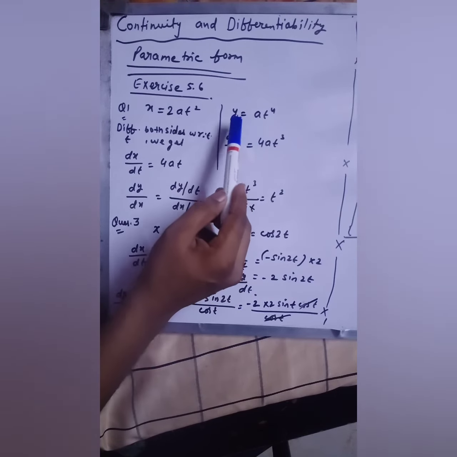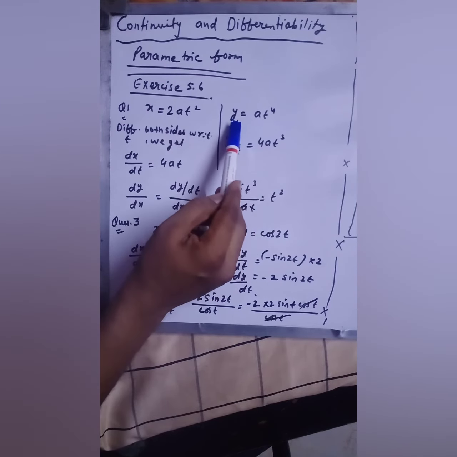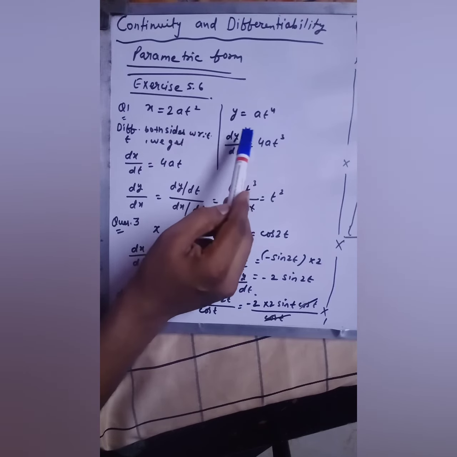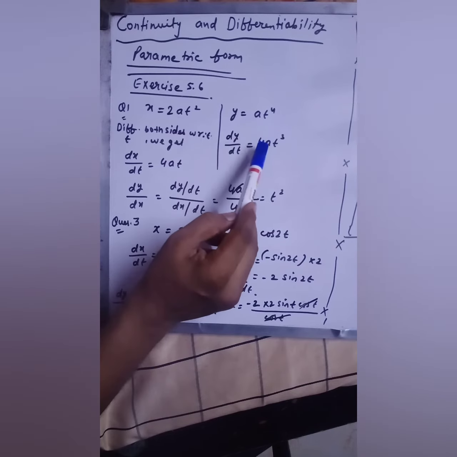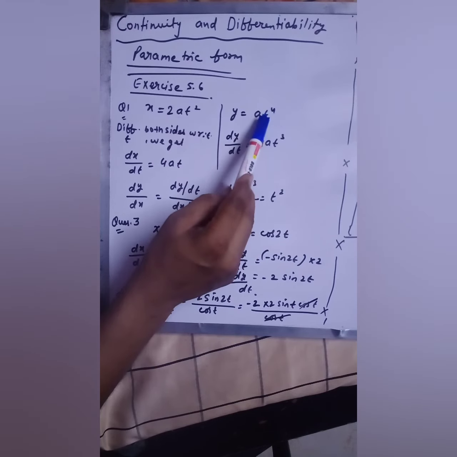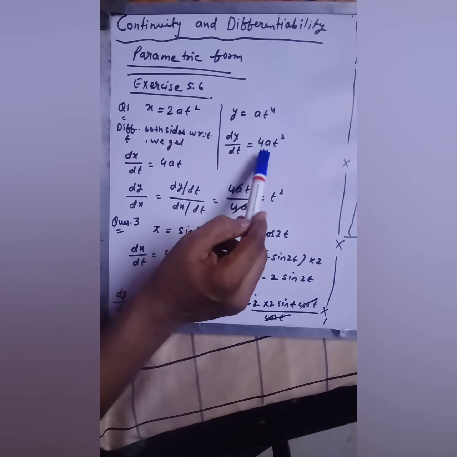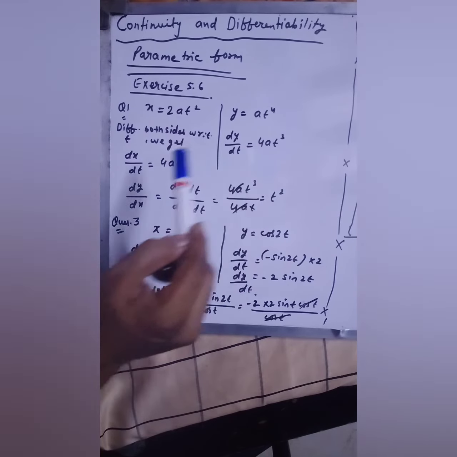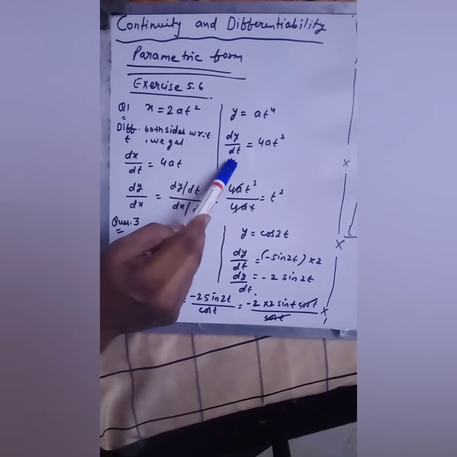Similarly, y is equal to at raised to power 4, and here we are differentiating again with respect to t. I'm not writing it out, but you have to write it. So dy by dt equals, a is a constant, so the derivative of t raised to power 4 will be 4t cube. On simplification you will get this. So here you have dx by dt, and here you have dy by dt.